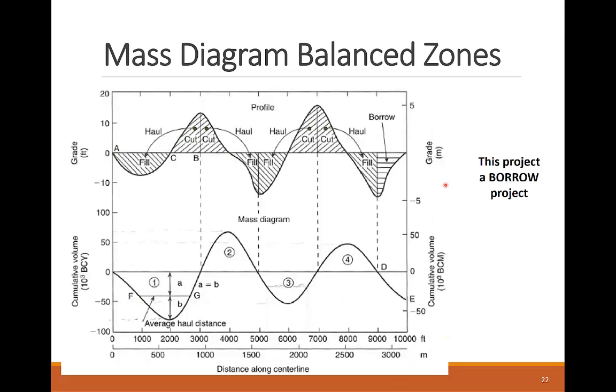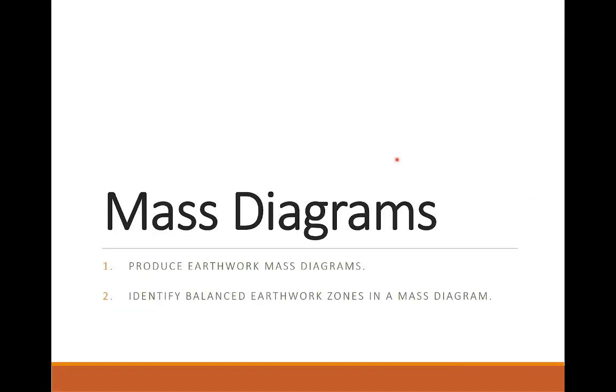This is another example with 4 balanced CTF zones, but we see now a case of a borrow project. We can know that by seeing a fill segment that is not part of any balanced zone, and the negative mass ordinate at the ending station of the project. For a borrow project, the contractor will have to buy dirt and haul it to the site for this unbalanced fill segment of the project.